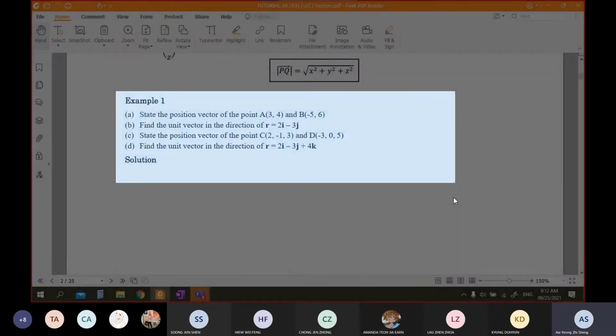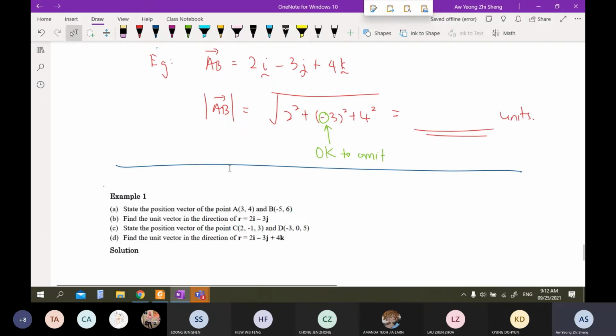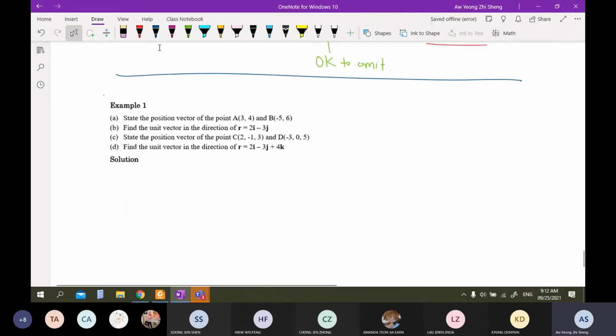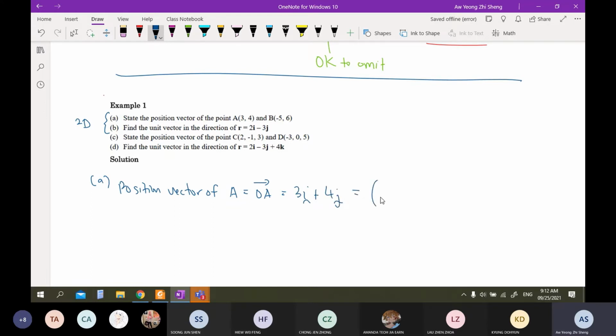Example 1 is a very simple practice just to warm you up. The first two questions are on 2D, just for you to recap your SPM or IGCSE knowledge. Then parts C and D are just the same technique applied to 3D. For part A, state the position vector of the points A and B. The position vector of A is actually the vector OA. Just by looking at the coordinates, you can tell it is 3i plus 4j, or equivalently, you can write (3, 4). Either one will do. You only need either one form.